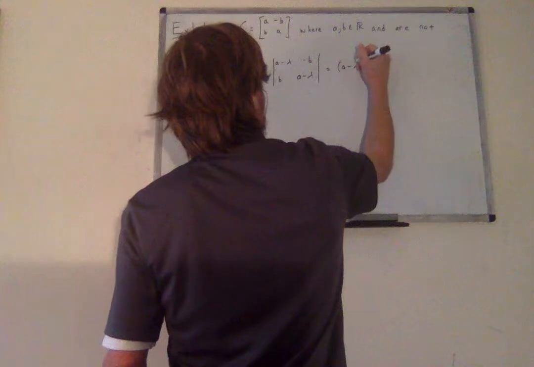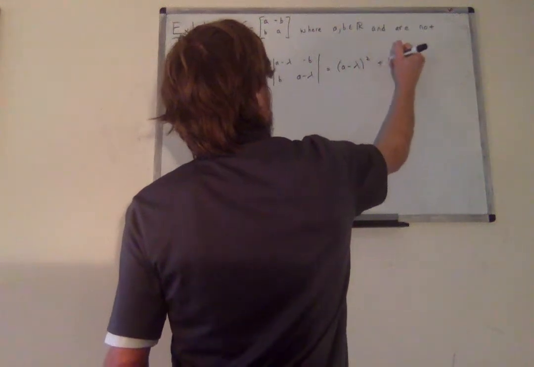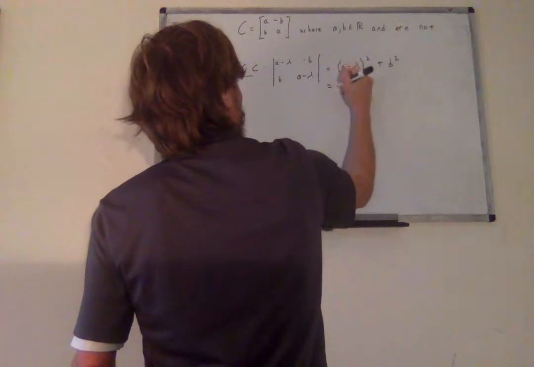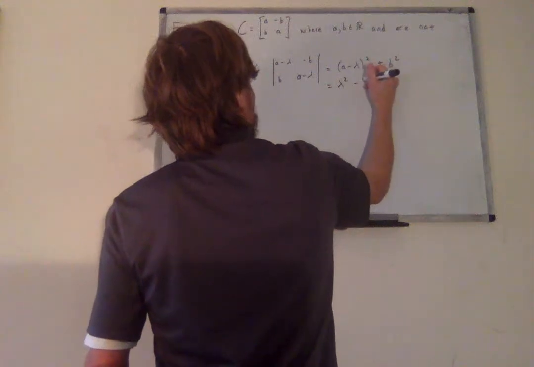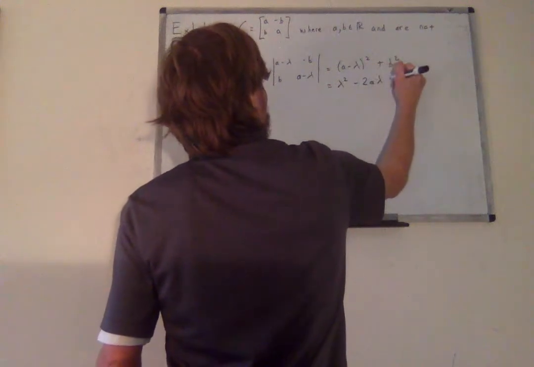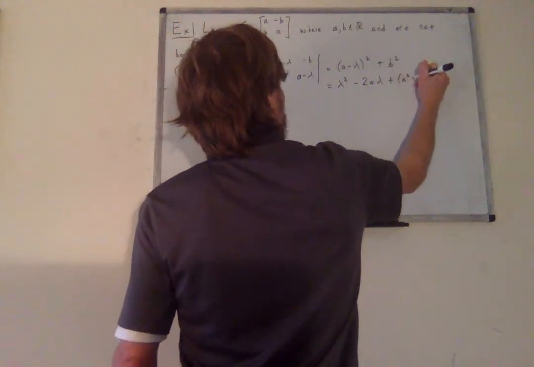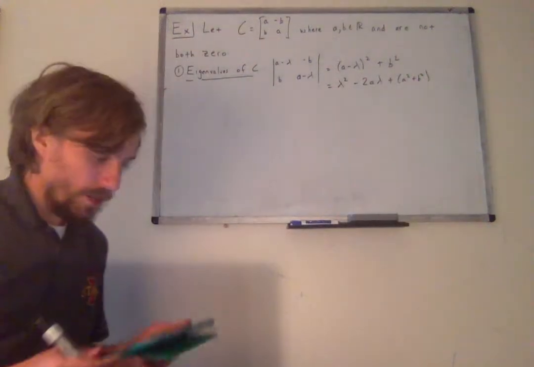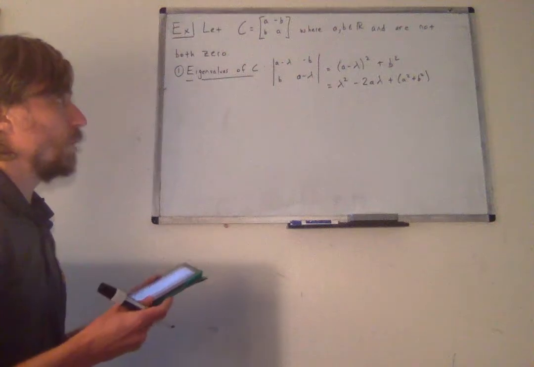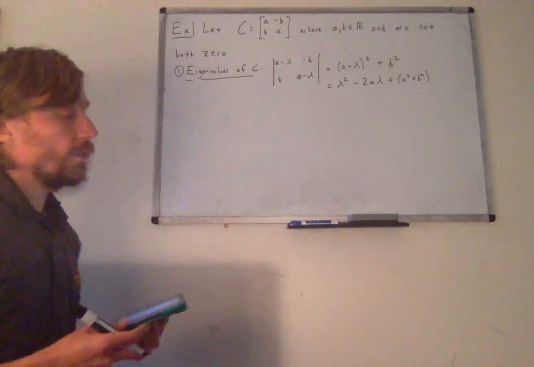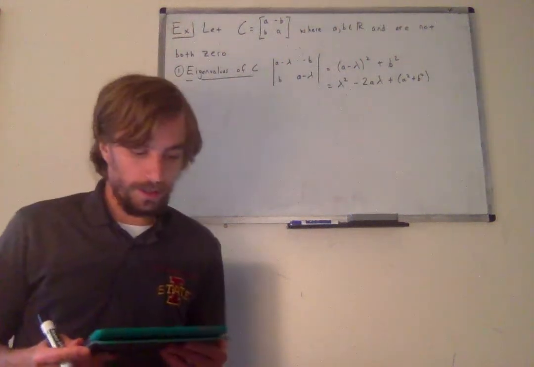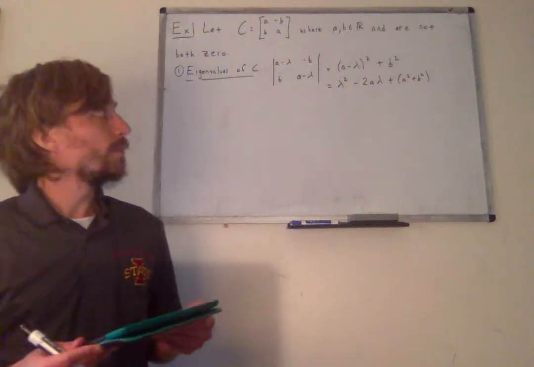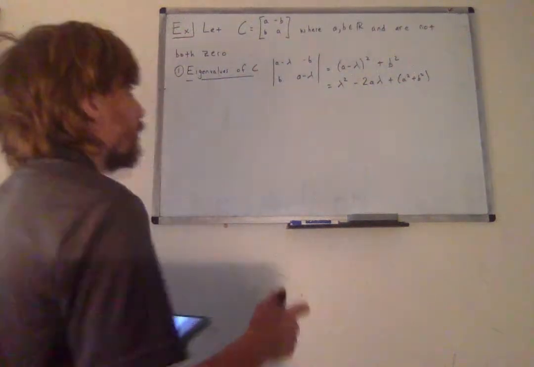And so this is equal to (A minus lambda) squared plus B squared. I think if you factor that out, let me check my notes to make sure I got that right. Yes, that's what you get. So finding the eigenvalues of this matrix, we're going to have to use the quadratic formula again.